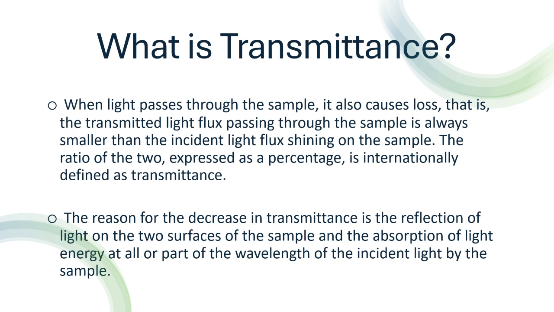Now, what is transmittance? Transmittance refers to the measure of light that successfully passes through a material compared to the original amount of light that strikes it. During this process, some light is lost due to reflection or absorption. Hence, transmittance is expressed as a percentage and is essential for understanding a material's optical properties, which affect its clarity. The main reason for the decrease in transmittance is the reflection of light off the two surfaces of the sample and the absorption of light energy at all or part of the wavelength of the incident light by the sample.